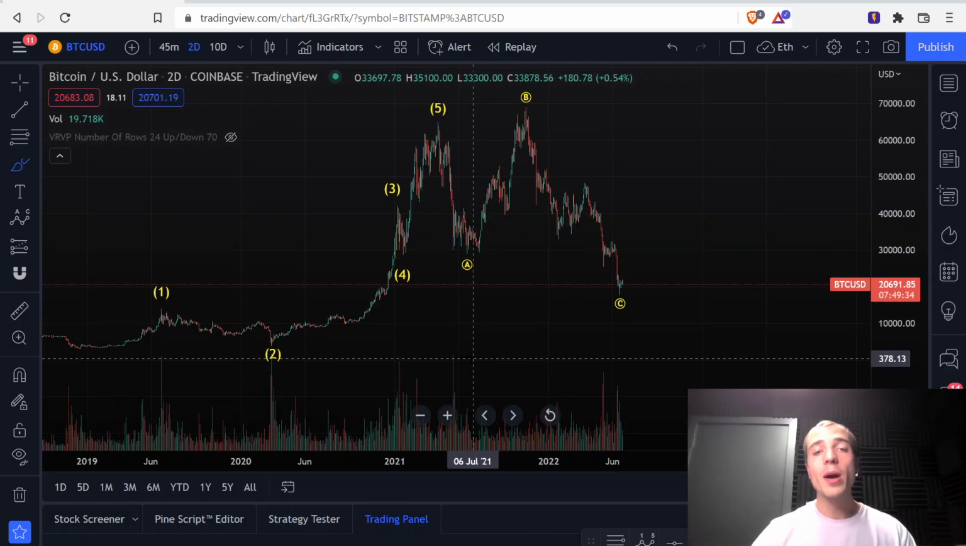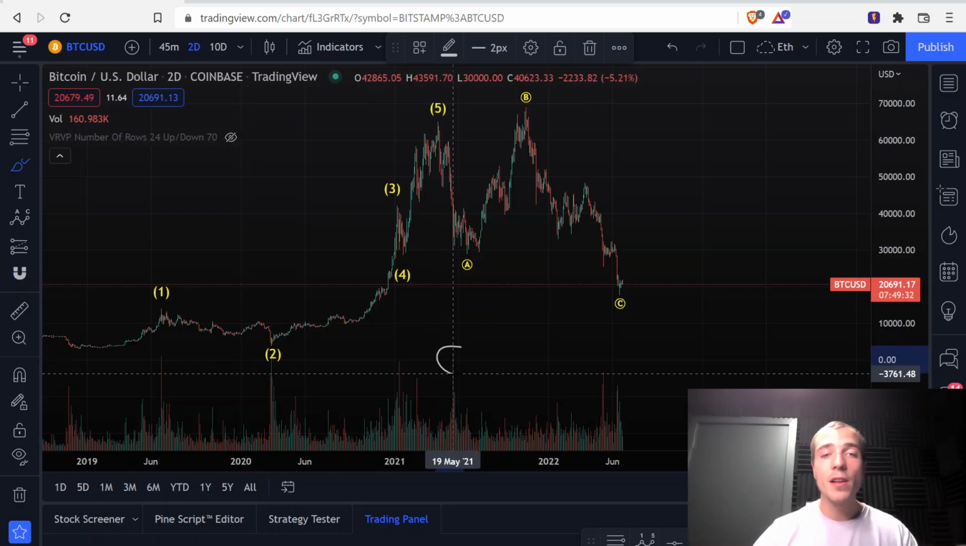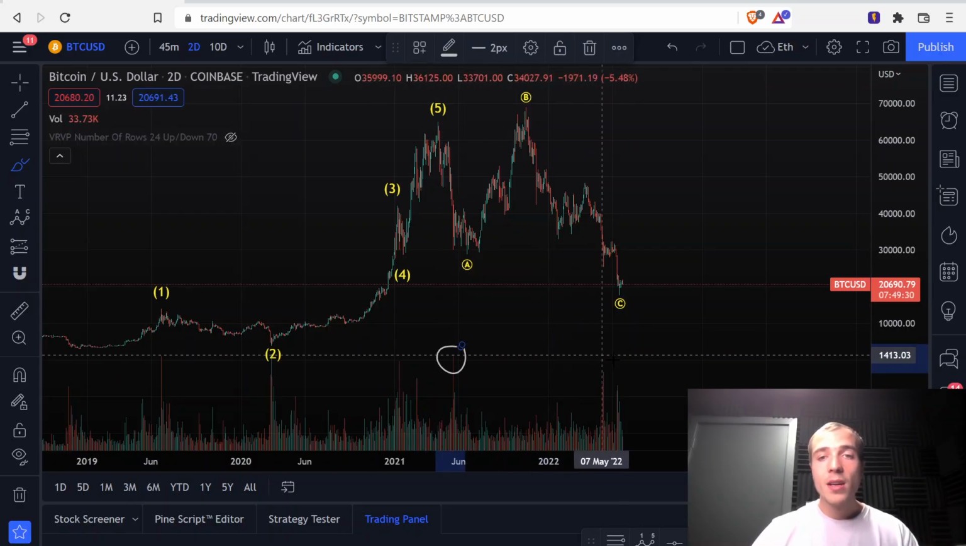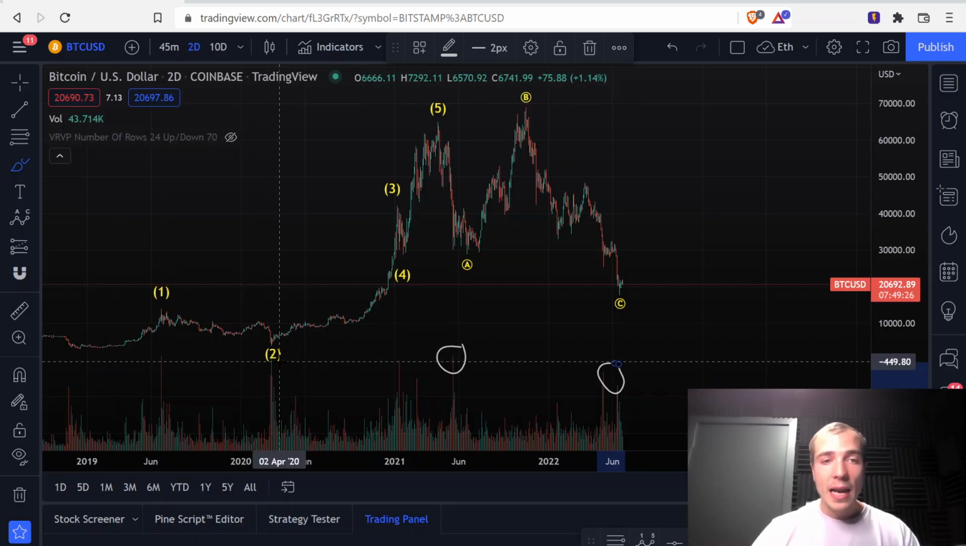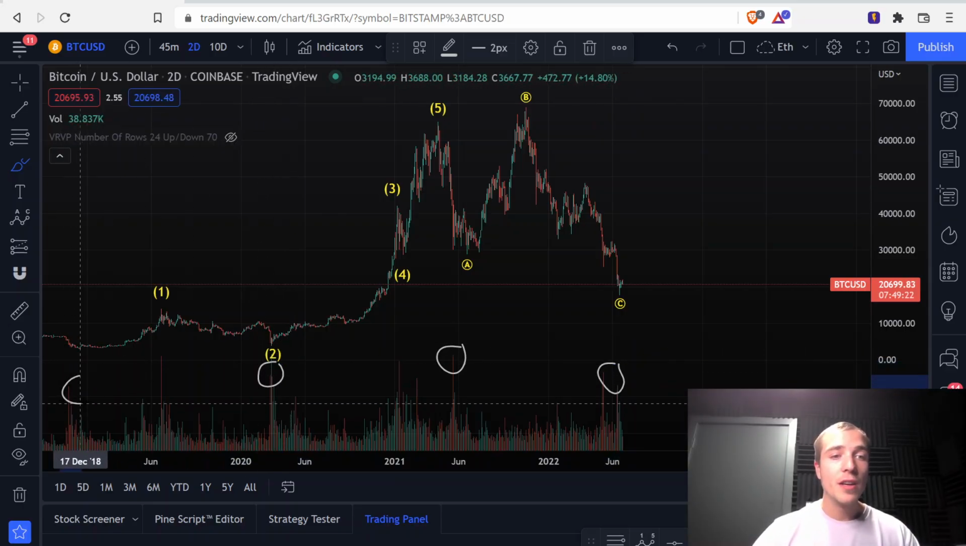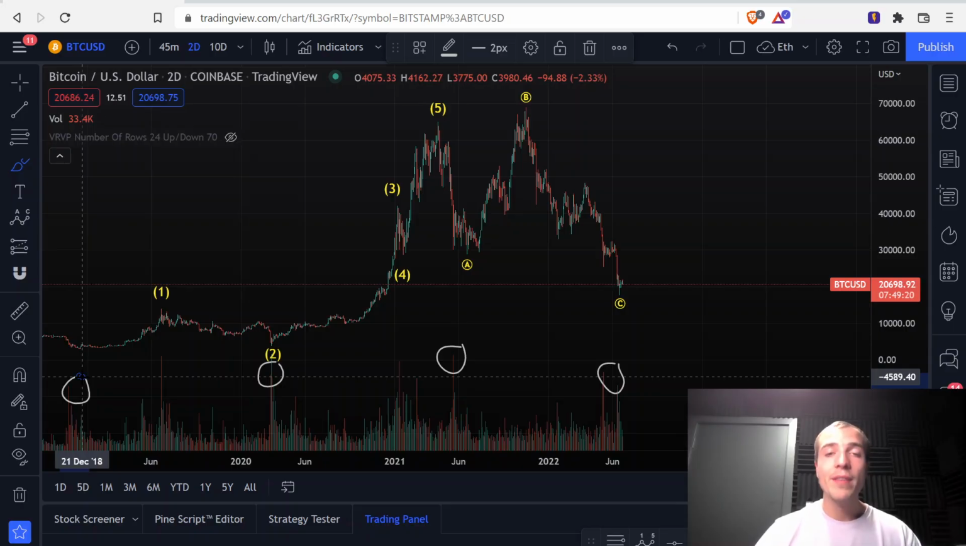So another thing we want to look at here real quick is how much volume is in wave A, as well as how much volume we see on wave C, and how much volume we see on the 2 wave, and how much volume came in on wave 0.